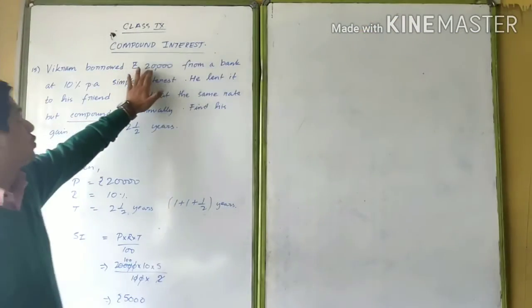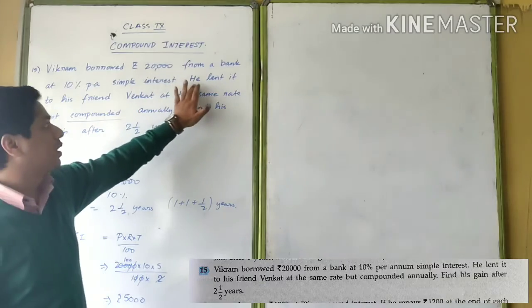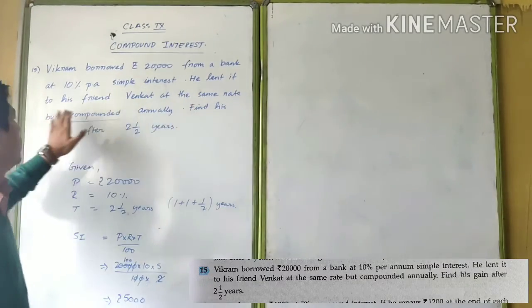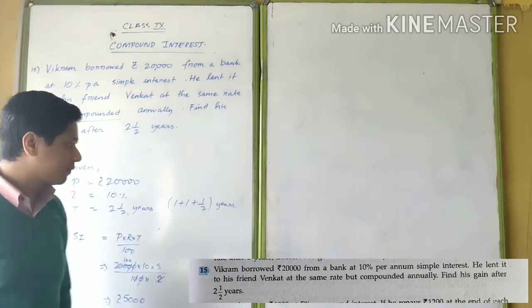Vikram borrowed rupees 20,000 from a bank at 10% per annum simple interest. He lent it to his friend Venkat at the same rate but compounded annually. Find his gain after 2.5 years.